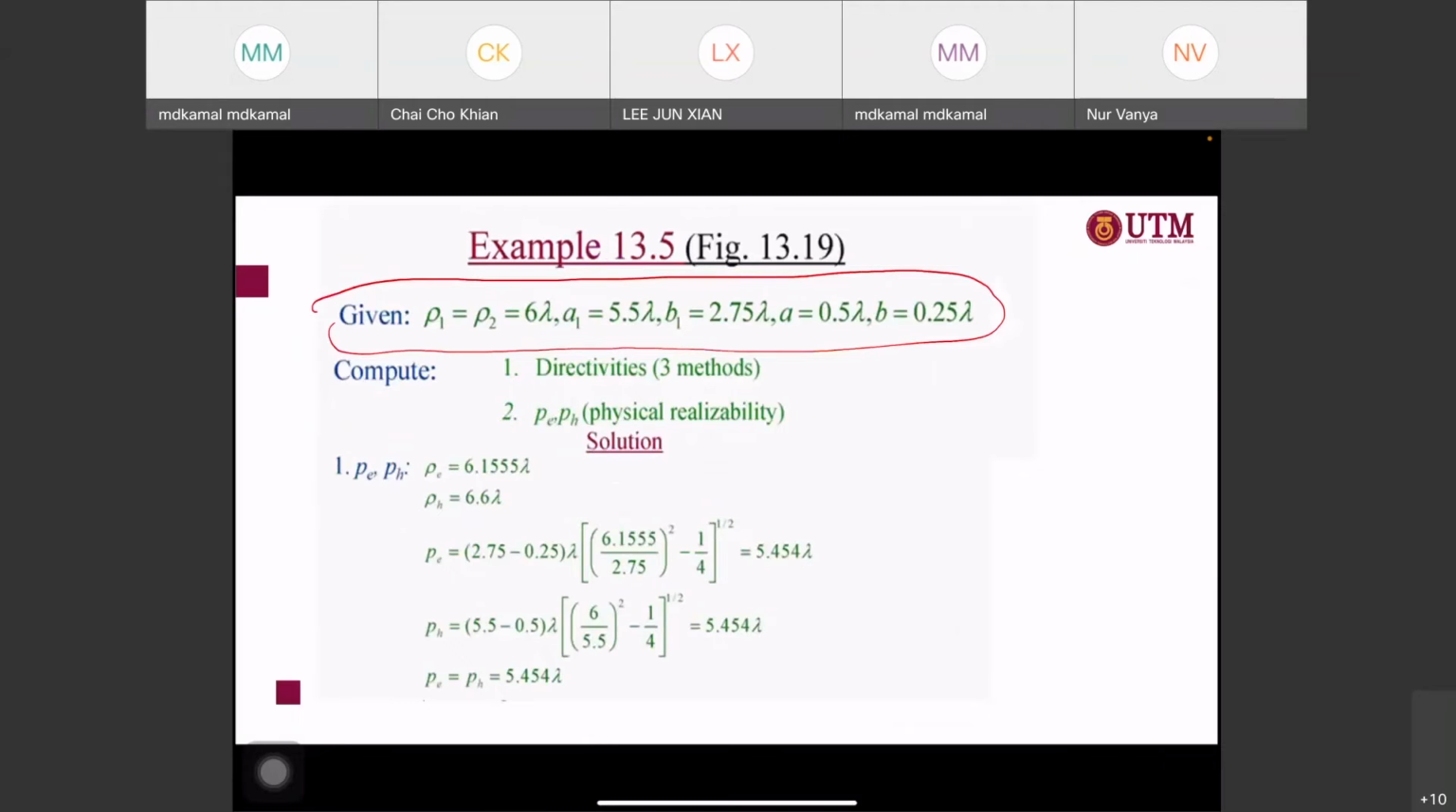Now you want to find out the directivities for the three methods, and the physical realizability for the PE and PH, as we mentioned before. So what you can see is the question from this particular example. What we can see here is given here already.